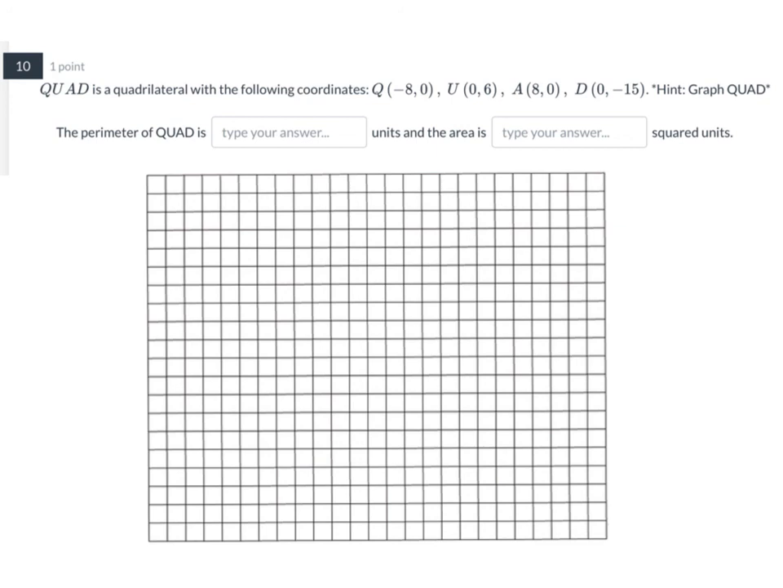Last up, oh, it's the same kite. I want my picture from the last one. I want to go back to the last one. So the perimeter of the quad and the area of the quad. So I'm going to go back to my work from the last problem. So jump back with me, and we're looking for the perimeter and the area. So here we go.